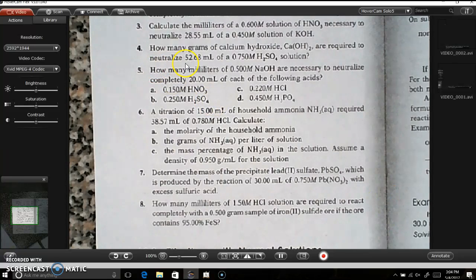Hey kids, we're going to do number 4 out of the SPIC book as a titration problem for your test tomorrow. So I'll show you, I'll read it to you, and then we'll write it out and solve it, and then you're on your own.